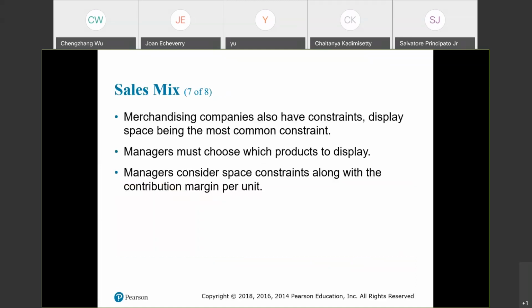Similarly, sales mix is applied to merchandising companies. Merchandising companies also have constraints. For example, the display space is one of the most common constraints for merchandising companies. So the managers must choose which product to display.